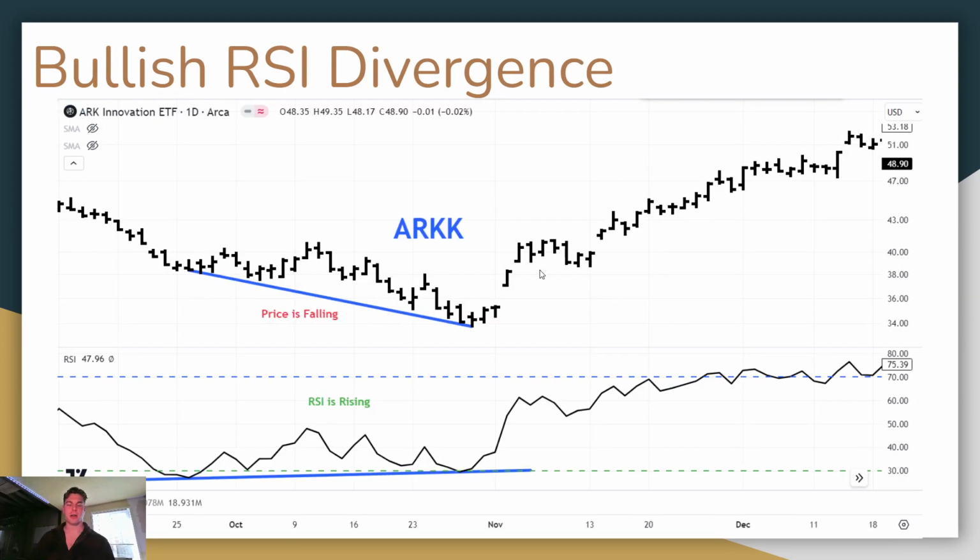And then finally, we have ARK. Like I said, RSI works on all asset classes. This is an equities ETF, so it doesn't even have to work on individual equities. It can work on ETFs, ETNs, what have you. It's all the same.